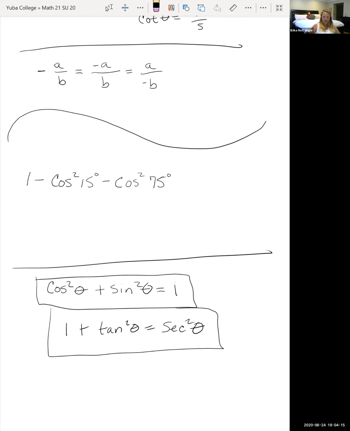Start with this trigonometric identity and divide everything now by sine squared. Cosine squared over sine squared, cosine over sine is cotangent, so that's cotangent squared theta. Sine squared over sine squared is 1, equals 1 over sine squared, which is cosecant squared.